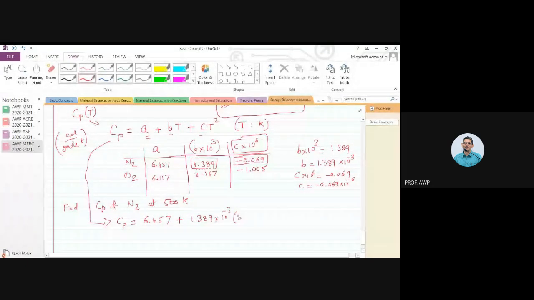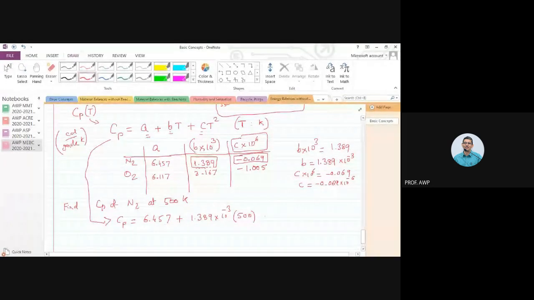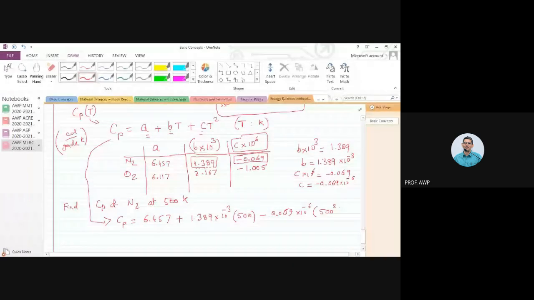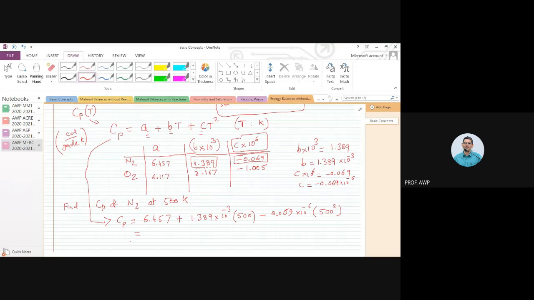Temperature we want is at 500 Kelvin, plus C. Now C is minus 0.069 into 10 raised to minus 6 multiplied by temperature square. So that is 500 square. So can you tell me what is the Cp of nitrogen at 500 Kelvin? Somebody calculate and tell me.